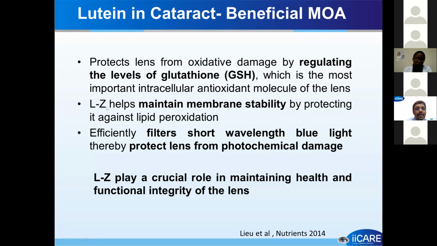Then lutein and zeaxanthin help to maintain the membrane stability by protecting it against lipid peroxidation. And it also efficiently filters the short wavelength blue light, thereby protecting the lens from photochemical damage. So basically, lutein and zeaxanthin play a crucial role in maintaining the health and functional integrity of the lens.